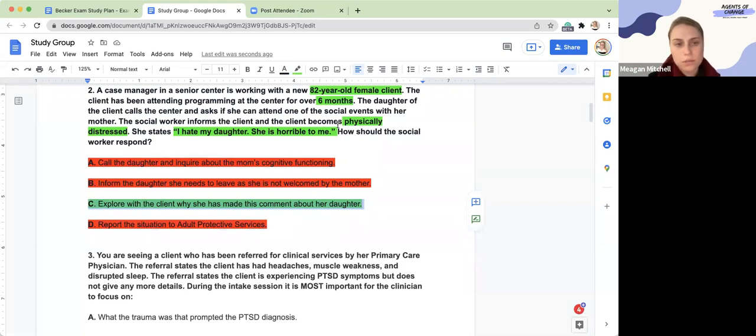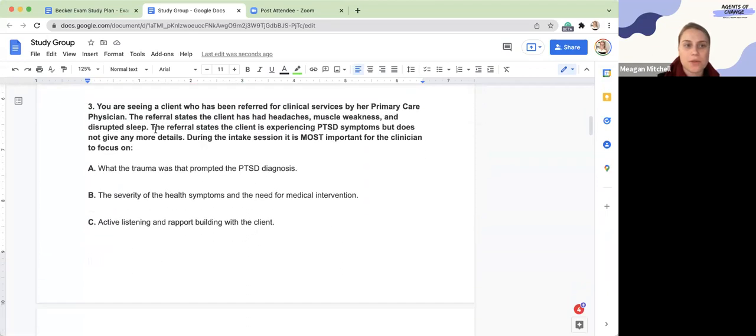So for this one, by process of elimination, how should we respond? We need more information. Don't ever proceed until you have enough information. Any questions about number 2? No. Okay, that one was pretty straightforward. We had a lot of overwhelming support for C.